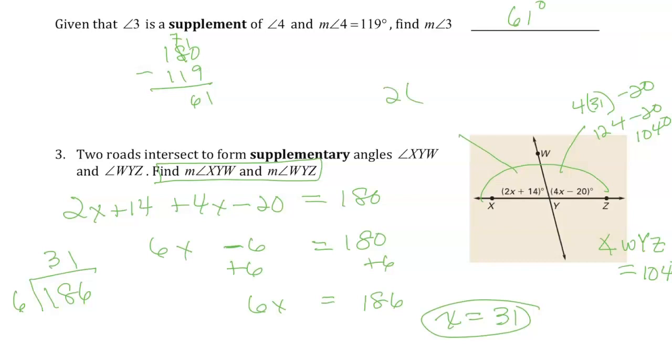Now let's do the other one. 2 times 31, I'm just plugging in, plus 14. 2 times 31 is 2 times 1 is 2, 2 times 3 is 6, plus 14 equals 4 and 2 are 6, 6 and 1 is 7, 76 degrees. So if angle XYW is 76 degrees, are these adding up to 180? And they are, so I know I've checked my work.